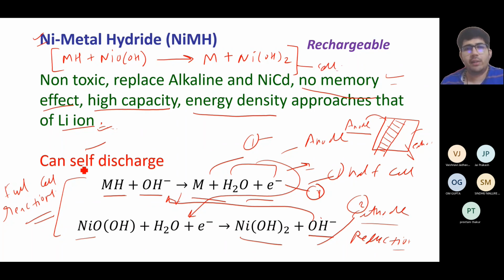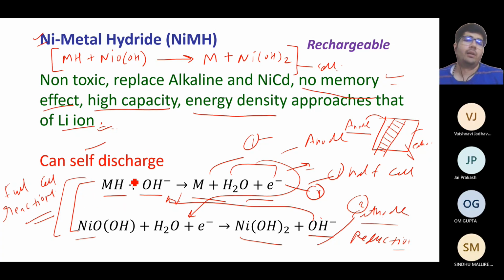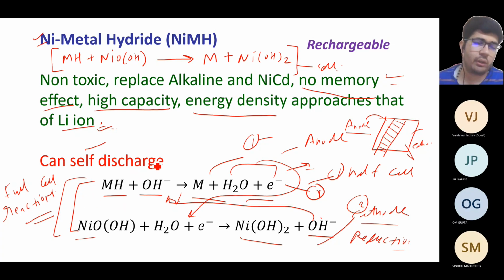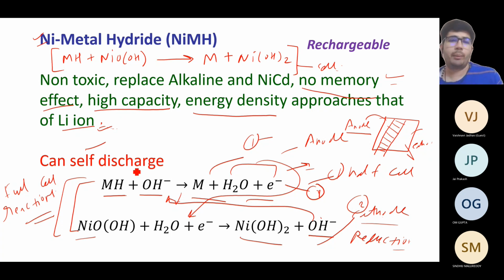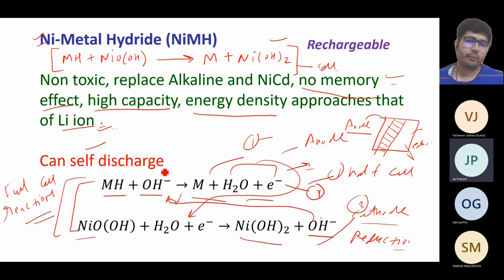So these two half cell reactions are there. Basically, half cell reactions are showing us where oxidation and where reduction happens. This is the complete reaction. These are half cell reactions. A similar thing happens in lead acid batteries also.